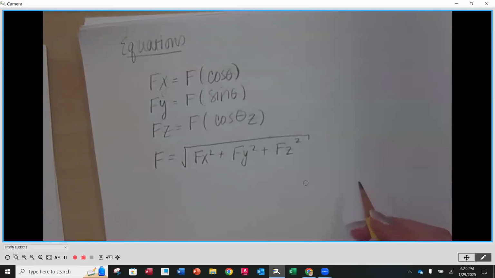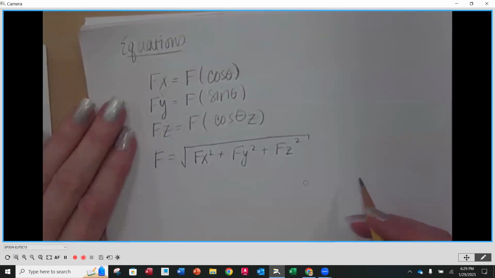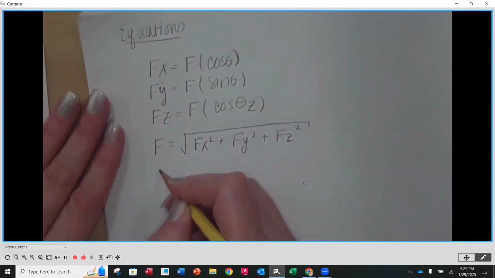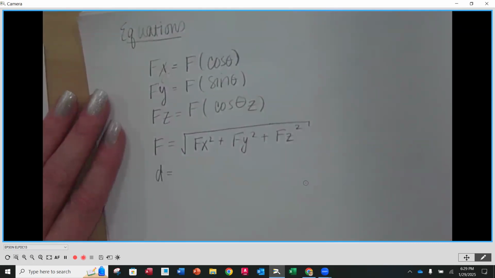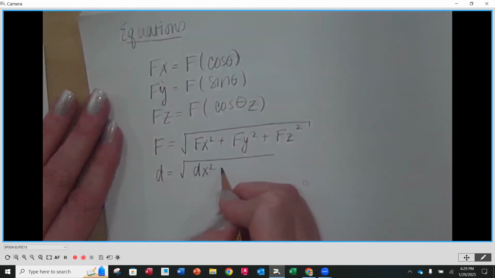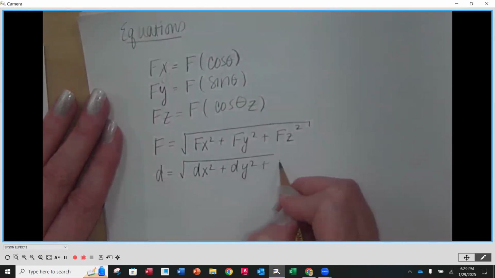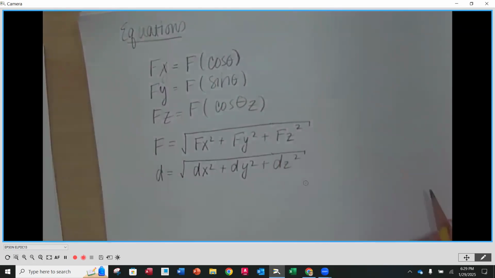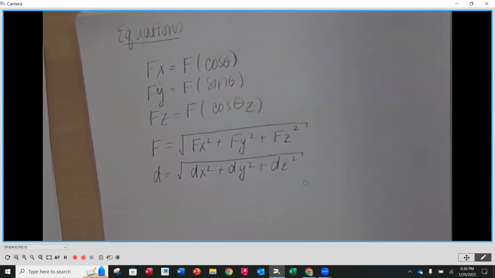We're also going to find that there are distances that are offset from the origin. So when we have distances, the length of our resultant distance vector is going to be equal to the square root of dx squared plus dy squared plus dz squared. All right, so that's a good starting point, and we are going to then use that.